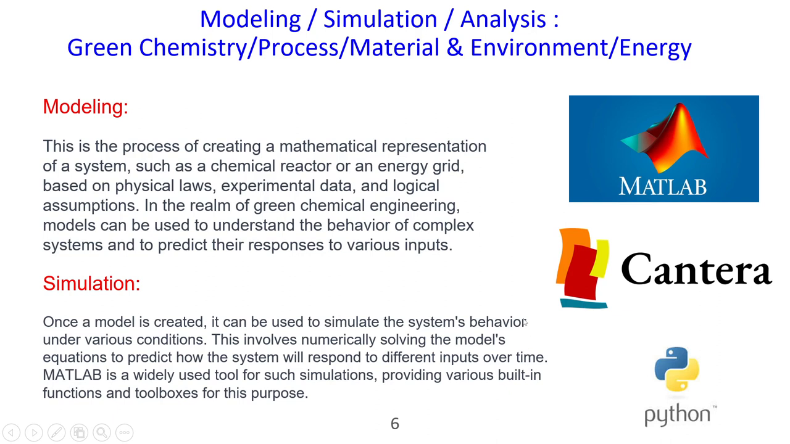Apart from the experiment open data, now we come to the point: modeling, simulation, and analysis. First, let me explain what modeling is. Modeling is the process of creating a mathematical representation of a system, such as a chemical reactor or an energy grid, based on physical laws, experimental data, and logical assumptions. In the realm of green chemical engineering, models can be used to understand the behavior of complex systems and to predict their responses to various inputs.